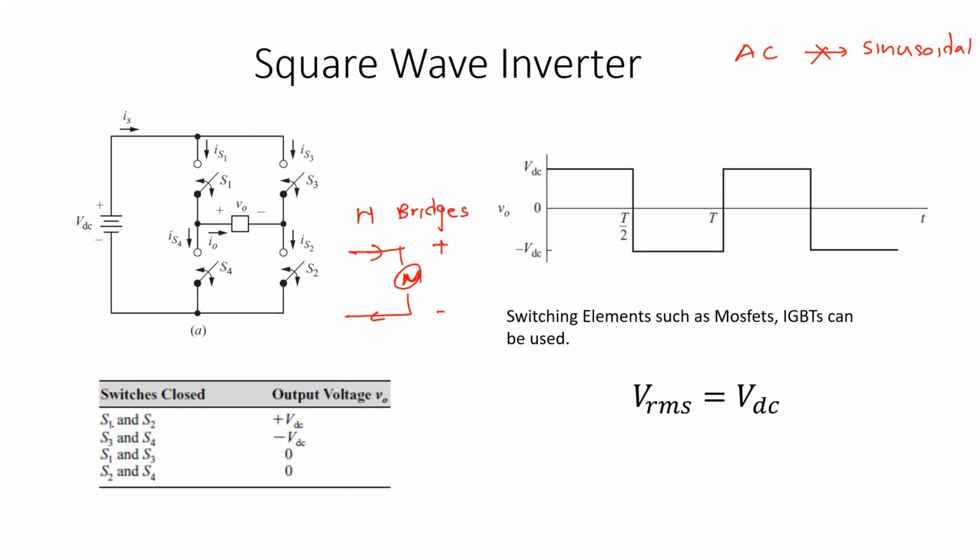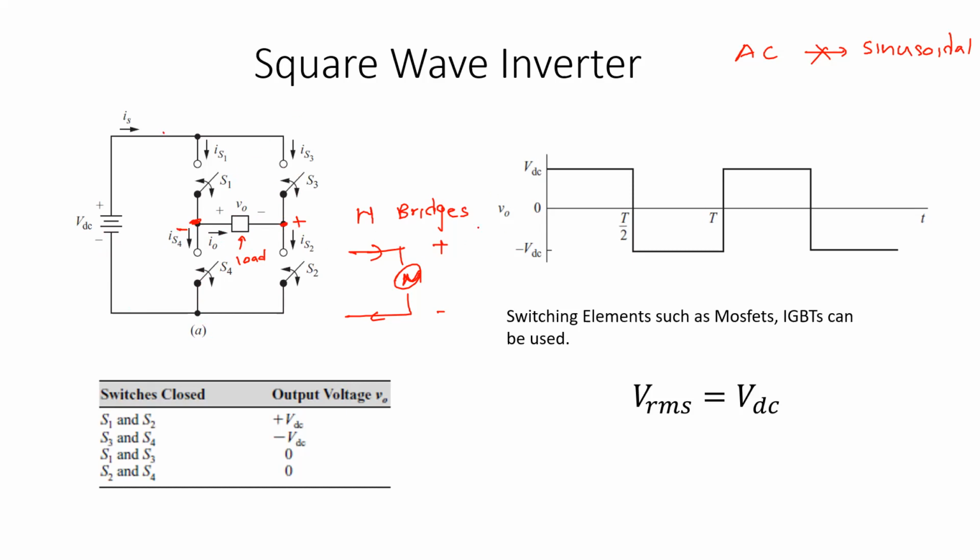If you have S1 and S2 on, the VDC will apply here and 0 will apply here. This one is the load. So the load will be exposed to a positive voltage. If you turn on S3 and S4, the voltage will come from here. So this point will be minus, and this point will be positive. Our polarity has changed now. So now VDC is applied, this is positive and this is negative. That's how a square wave inverter works.